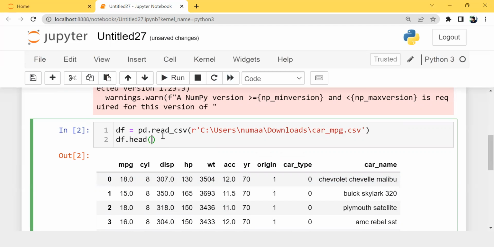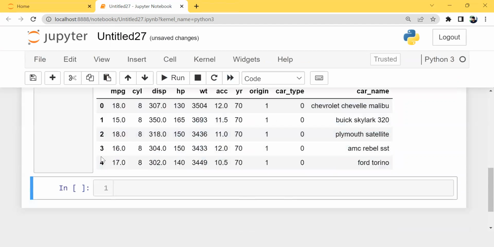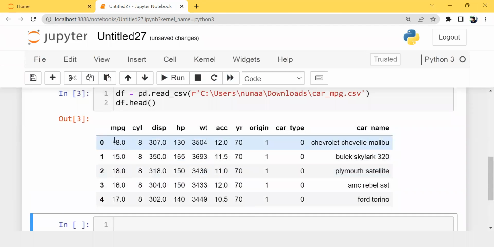So when you give the df.head function, what happens when you hit shift enter? You will only get the first 5 rows, that is 1, 2, 3, 4, and 5, right? The rows start from index 0 and go till 4. Why? Because if you don't mention anything, it will by default take the first 5 rows.